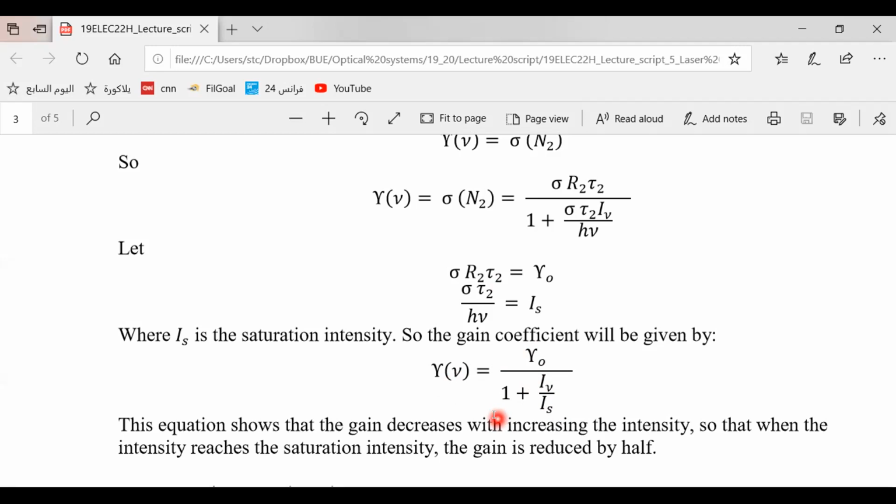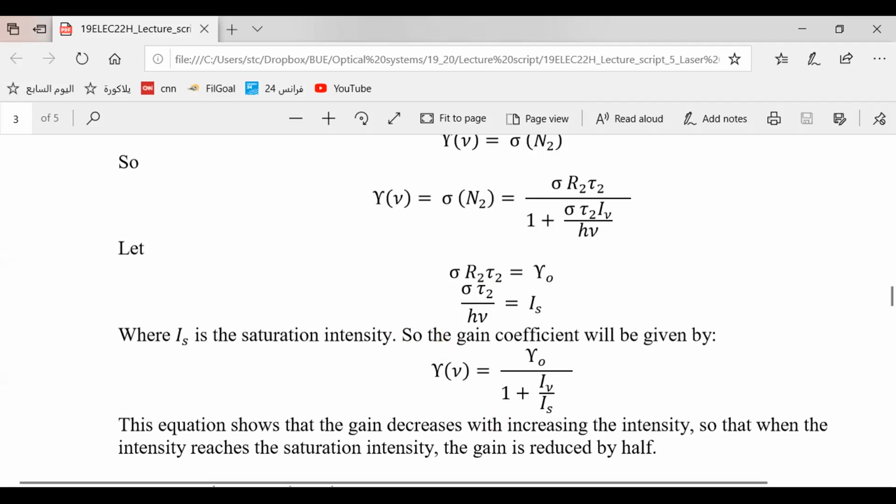So this equation says that our gain coefficient is not constant. Our gain coefficient is inversely proportional to the intensity. In the beginning, when the intensity is very, very small, you will have a very high gain coefficient. Once the intensity starts to increase, your gain coefficient will start to decrease.